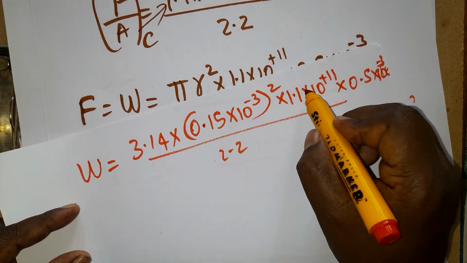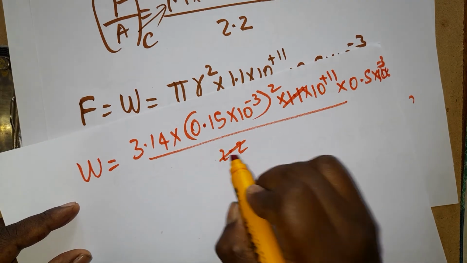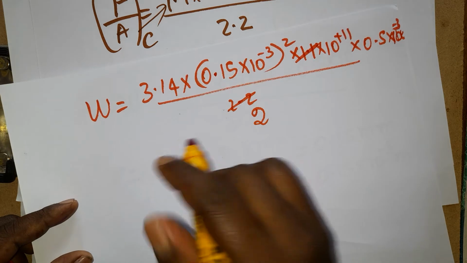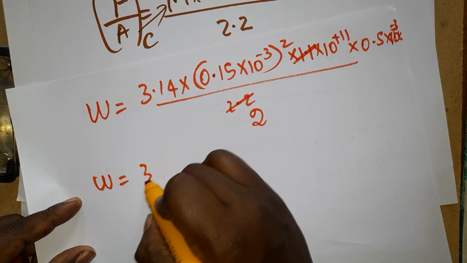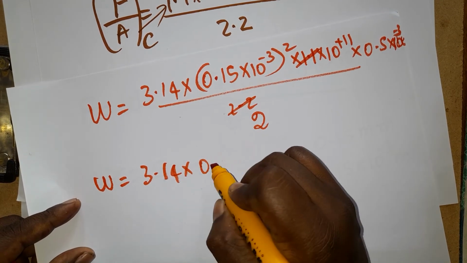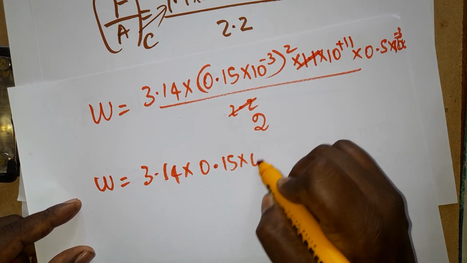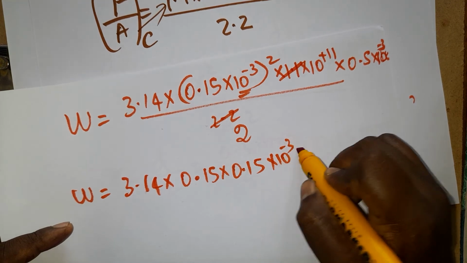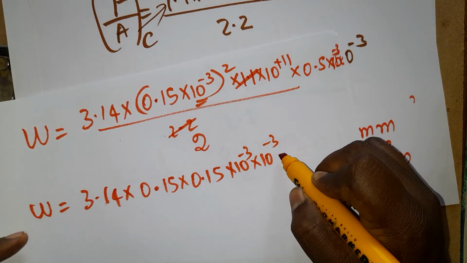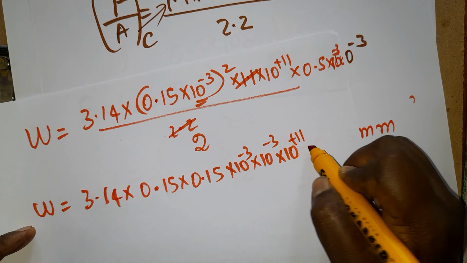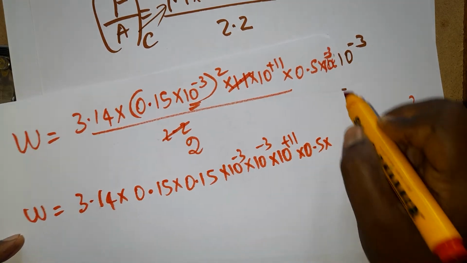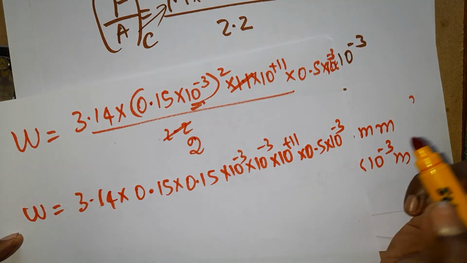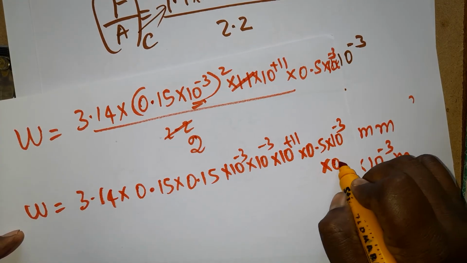Next this value I cancel, so it's going to be 2 times. 1 by 2, 0.5, that also we can take. 3.14 into 0.15 into 0.15, 10 power minus 3 into 10 power minus 3 into 10 power plus 11 into 0.5 into 10 power minus 3. So 1 divided by 2 you can write as into 0.5.